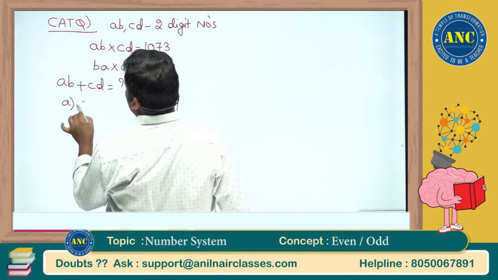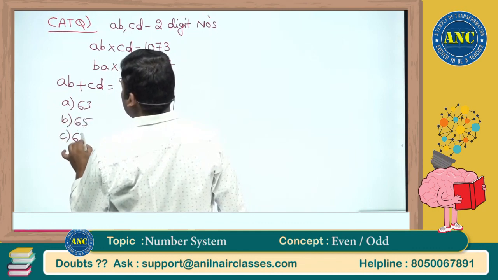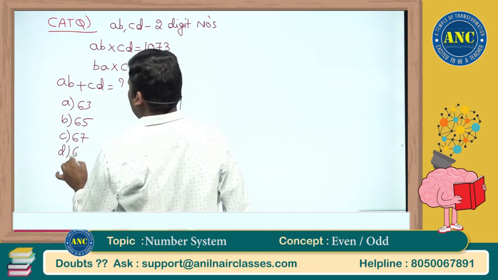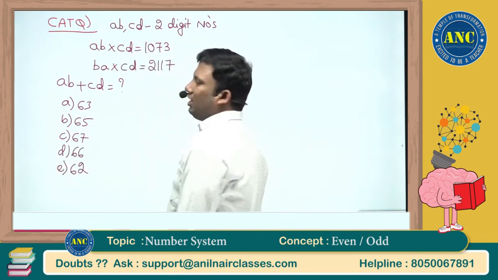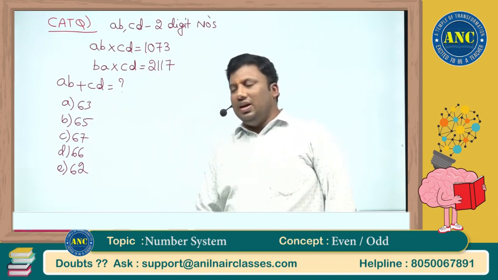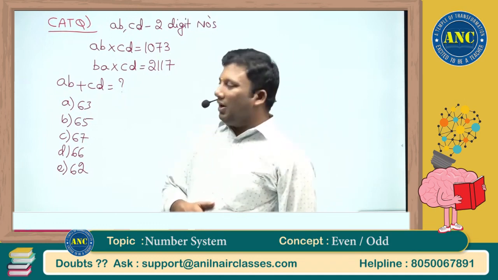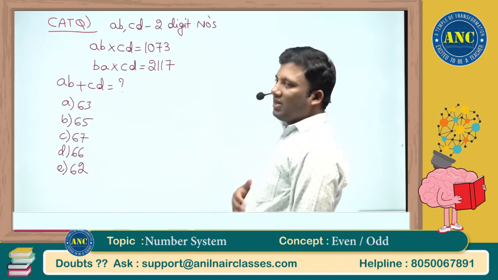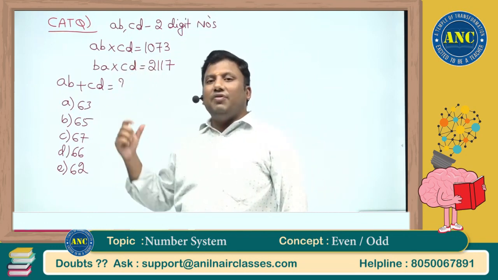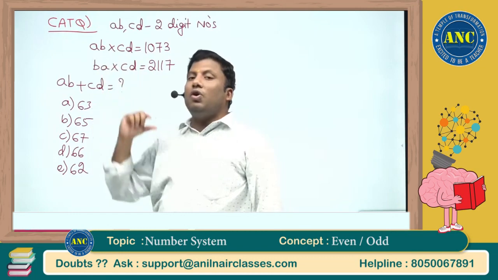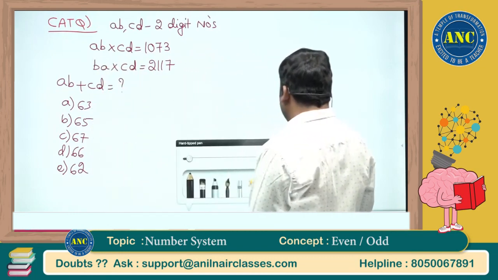Find AB plus CD. Write down all the options: 65, 66, 67, and I'll also write 62, even though it is not given in the answer. AB into CD is 1073. BA into CD is 2117. Find AB plus CD. Most of the students will think that this is a very, very difficult question where you have to decode the values of ABCD. Now we will solve the problem step by step.